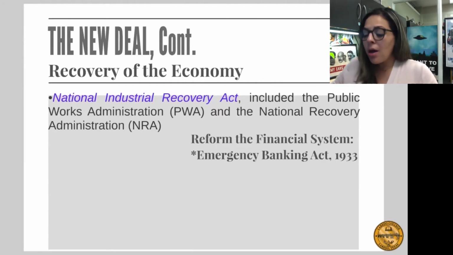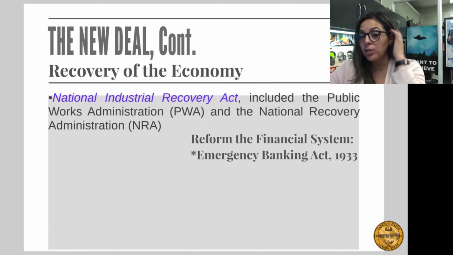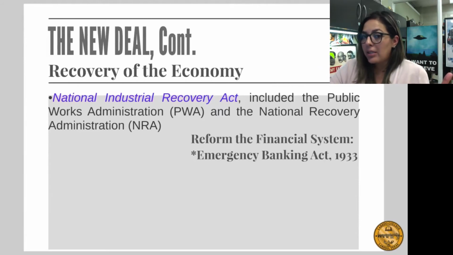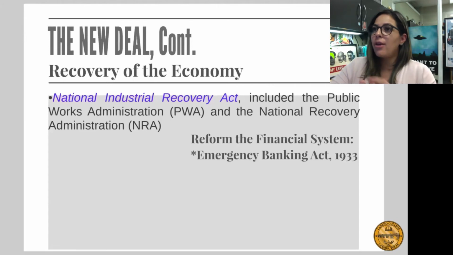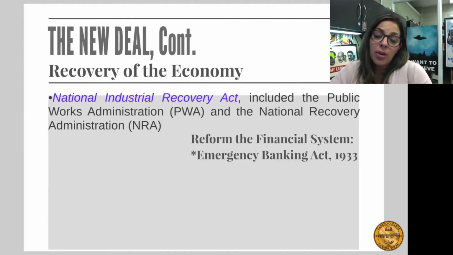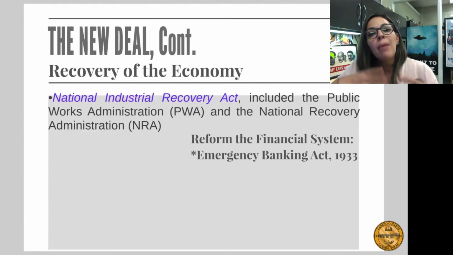Okay? When it comes to reforming the financial system, we talked about the Emergency Banking Act in 1933. What this is going to do is essentially shut down all the banks. As they started to fail, and hundreds of these banks ended up failing, the problem was that people were doing a run on the banks. They were running to the bank and taking their money out. And so if the banks don't have any money, there's no way to operate. And so a lot of them ended up shutting their doors.